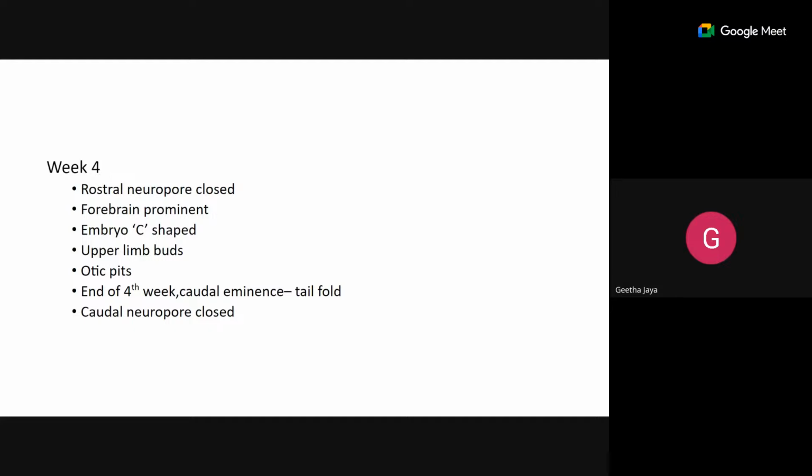And later in this foot pad, at the distal end, 4 ridges appear, separated by grooves. Later, these ridges will persist and the grooves will disappear. And this will lead to the formation of the digits.